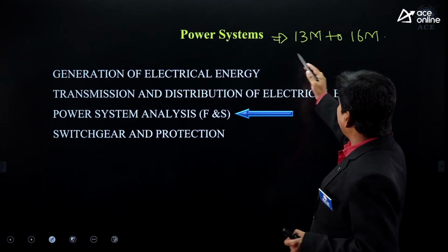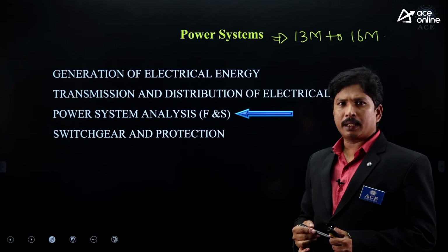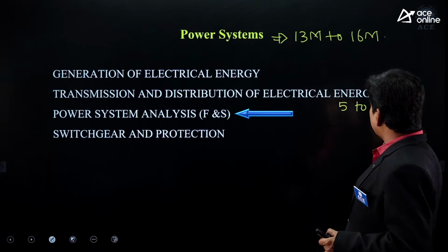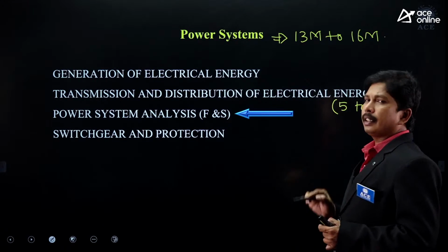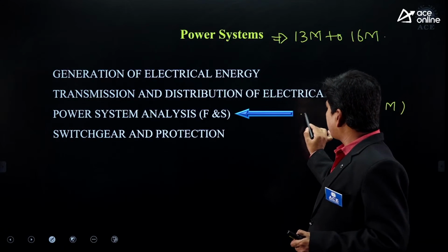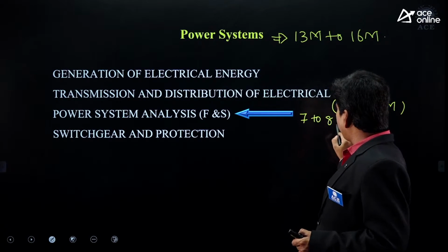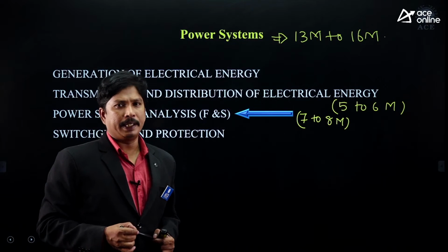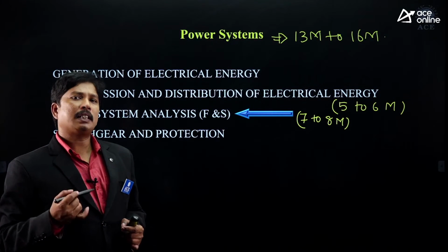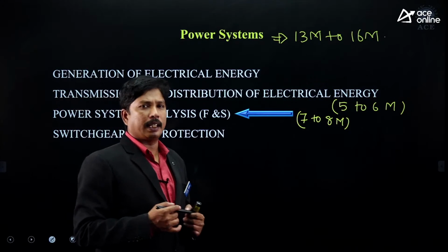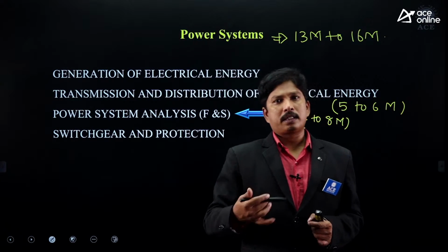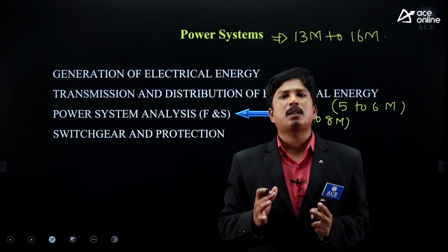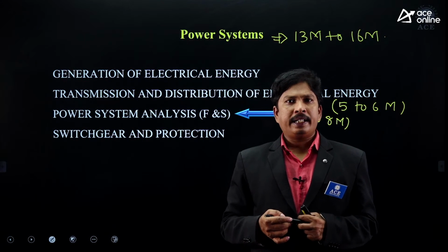Out of the total 13 to 16 marks, we can expect approximately 5 to 6 marks in transmission and distribution, and 7 to 8 marks in faults and stability, or power system analysis. The power system analysis consists of various parts like fault analysis, stability analysis and load flow analysis. It is the major core of the entire power system.